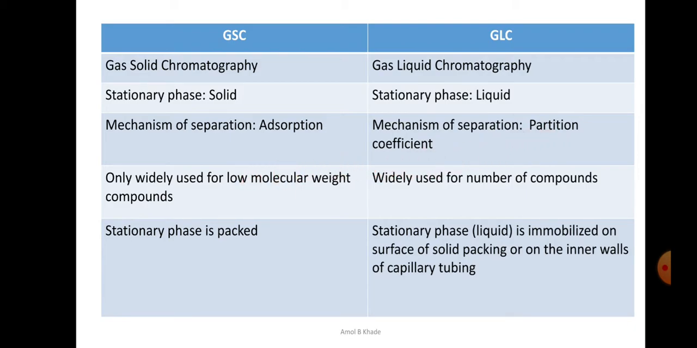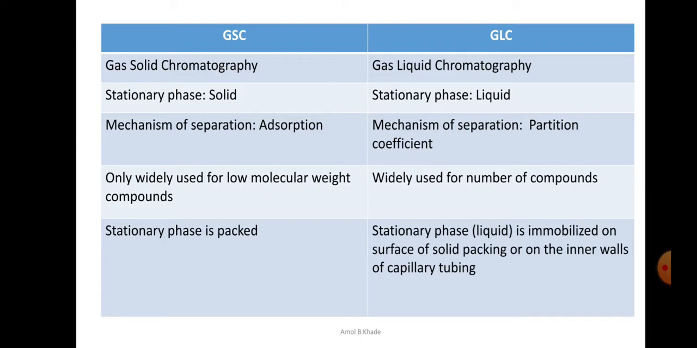GSC is only widely used for compounds of low molecular weight. This is again a limitation of GSC, which narrows down its scope, whereas GLC can be widely used for a number of compounds, as long as you are able to evaporate them.